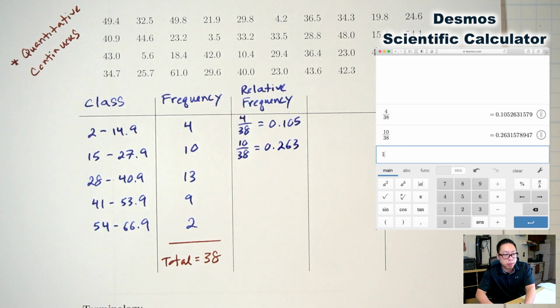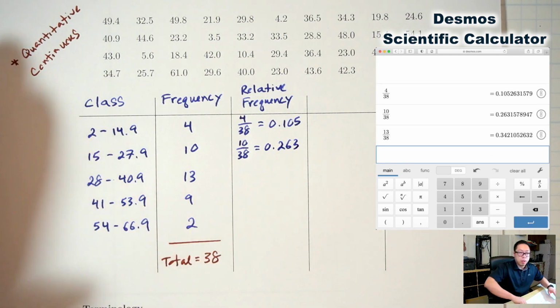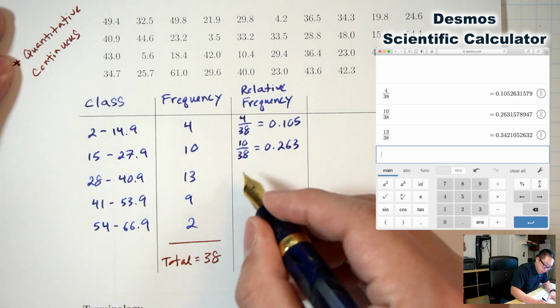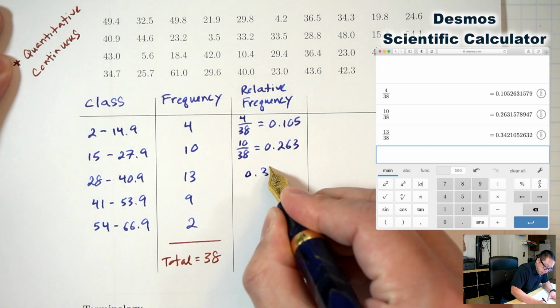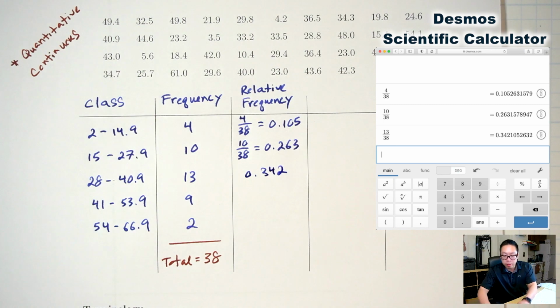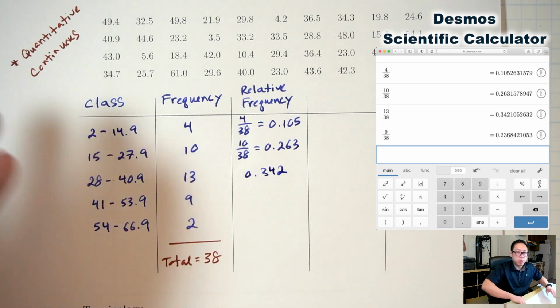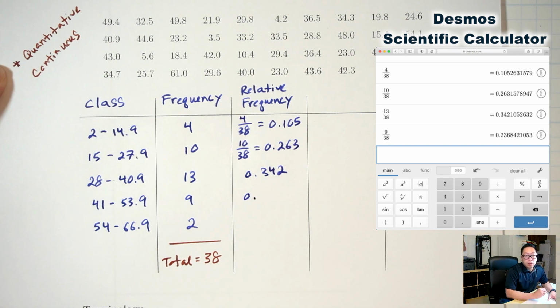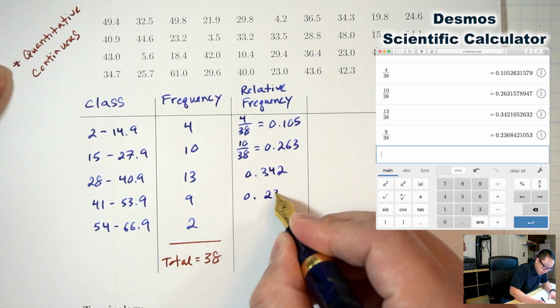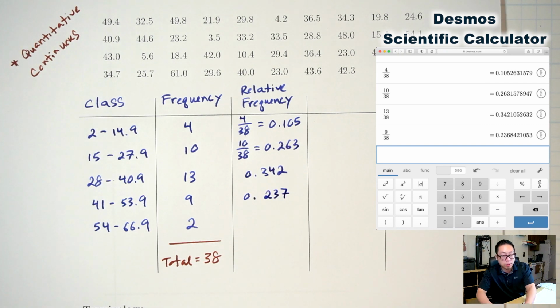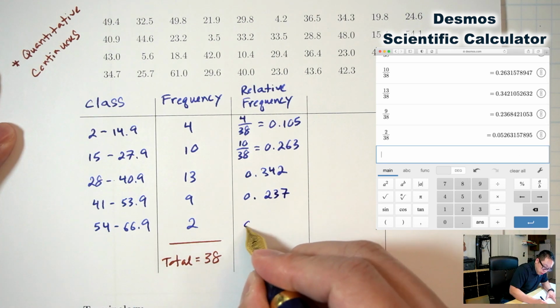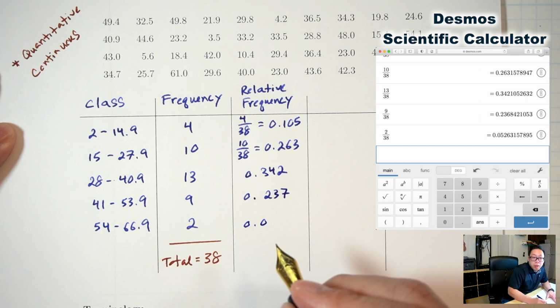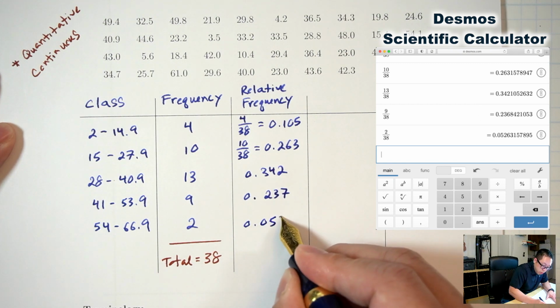13 divided by 38 is 0.342. 9 divided by 38 is 0.237, rounded up. And then finally 2 divided by 38 is 0.053.